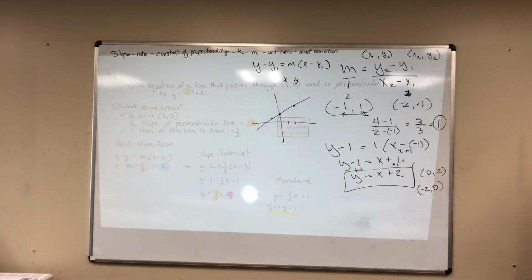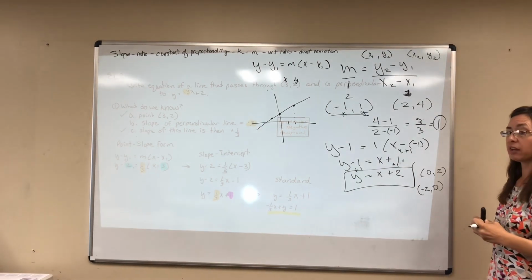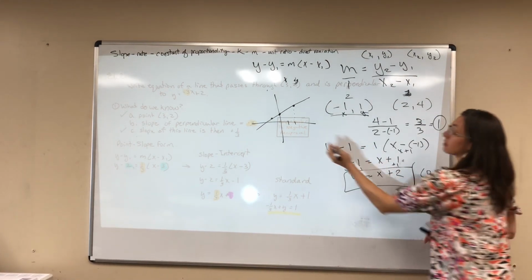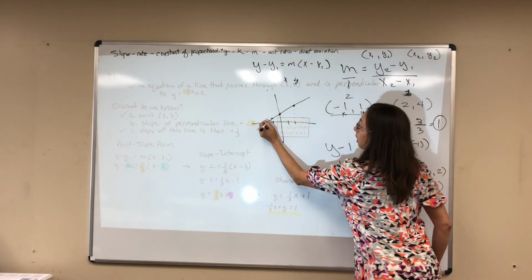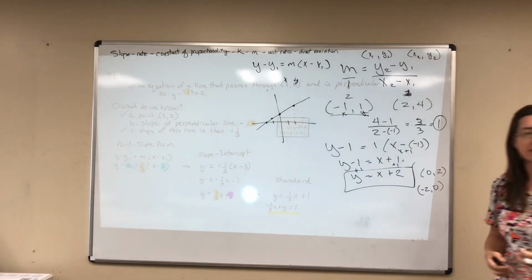Does that match your graph? If you were to extend your line, would it go through -2, 0? About right here? Yeah, it would. So all of our stuff makes sense.